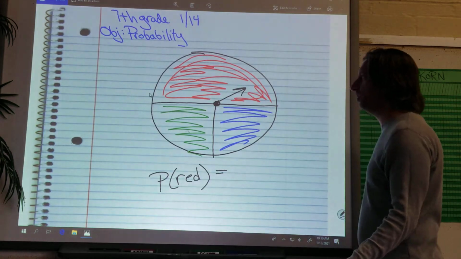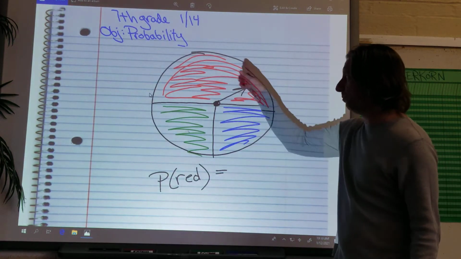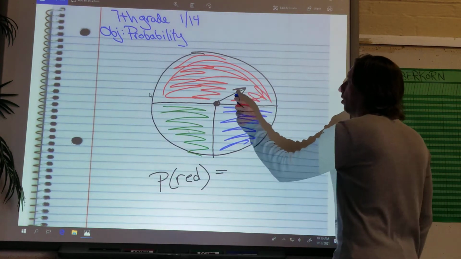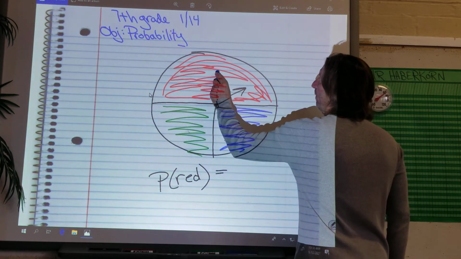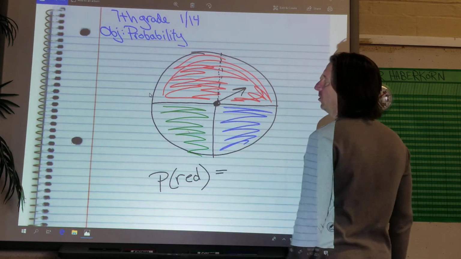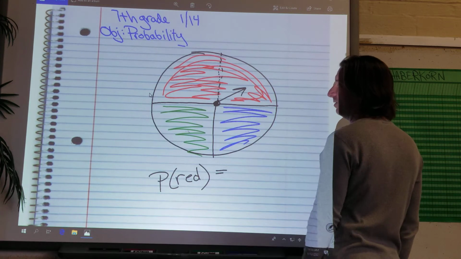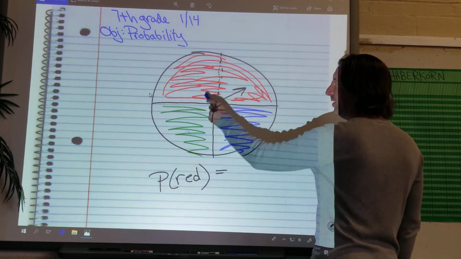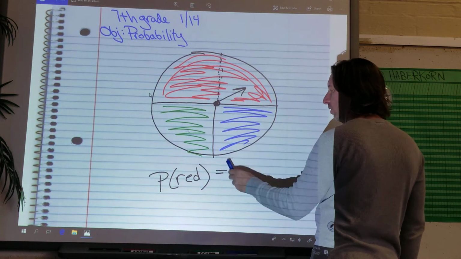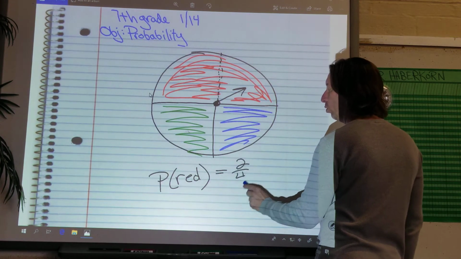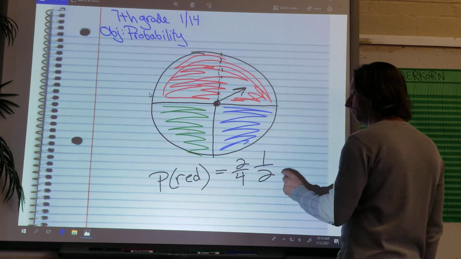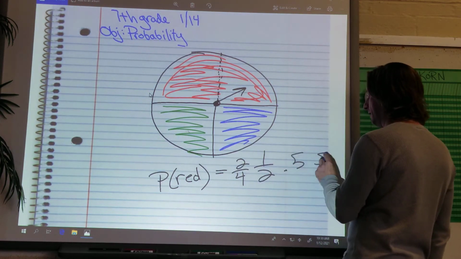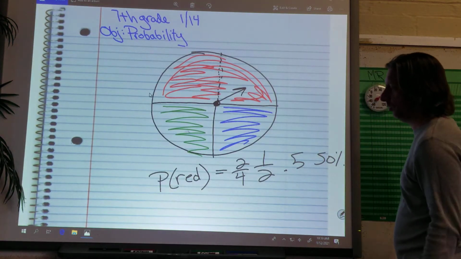So what do I need to do? I need to make all the blocks the same size. So all I do is just do that, right? Now they're all the same size. And I can say, how many are red? 1, 2 out of 4, right? Or 1/2 again. 0.5, 50%, right? Okay, good.